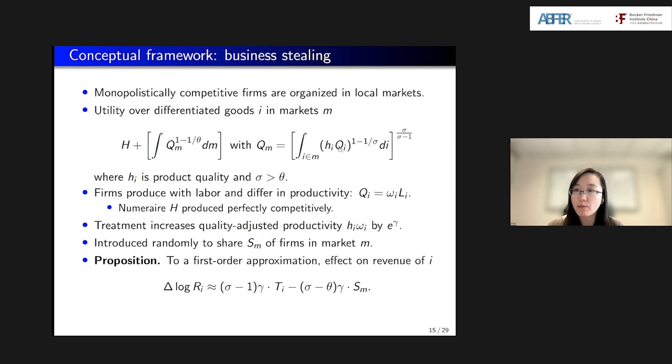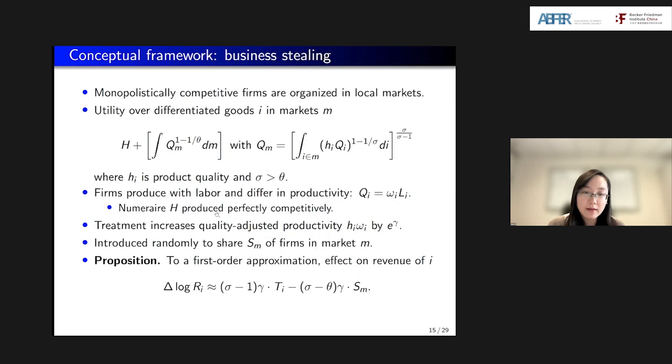So to guide our estimation here, let me quickly present our theoretical framework. It's basically a Melitz-style model with nested CES, in which monopolistically competitive firms are organized in local markets. Goods purchased in a market can be aggregated to a composite good Q_M, and consumers have preferences over different goods in different markets. Here, h_i indicates the product quality, sigma is the across-market elasticity of substitution, and theta is the within-market elasticity of substitution. We assume that goods are more substitutable within than across markets, which is consistent with the situation of our sample firms. And we further assume that firms produce with labor, have constant returns to scale, and differ in productivity.